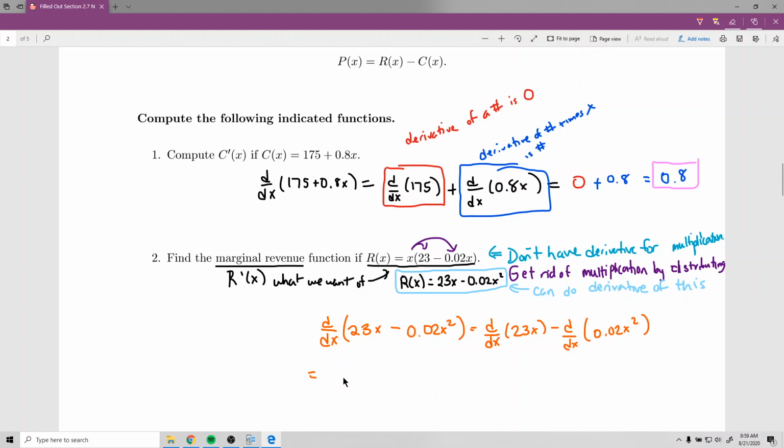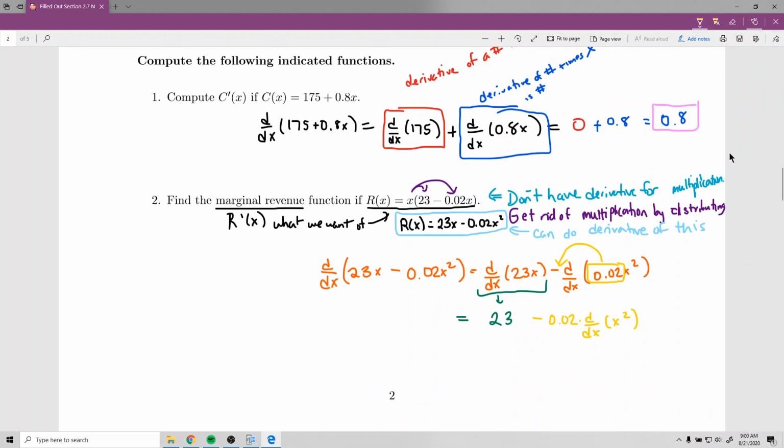Actually, this first one here is our special rule again, right? We've got just a number times x, so the derivative of that is just that number. And then minus, for the next one here, since we have a power on x squared, we're going to have to use the power rule. We bring the number out front, 0.02 times the derivative of x squared, and the derivative of x squared we can do the power rule on and finish it up.